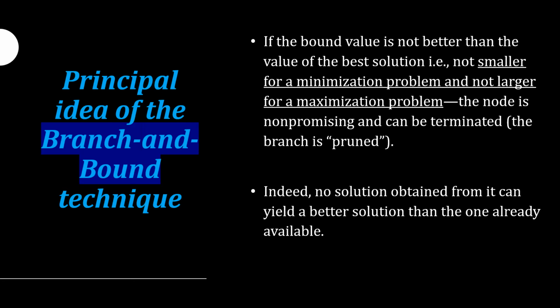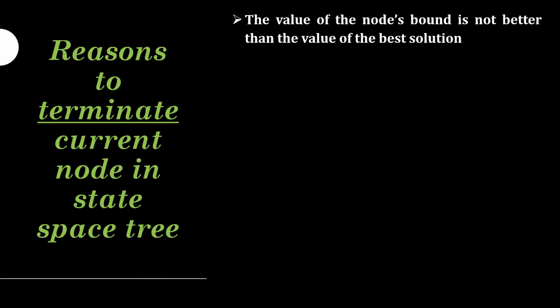So, the reasons to terminate the current node in the state space tree: how to terminate and why, what is the reason to terminate, and what it means for a branch to be pruned, all these things. Let us see. The value of the node's bound is not better than the value of the best solution.